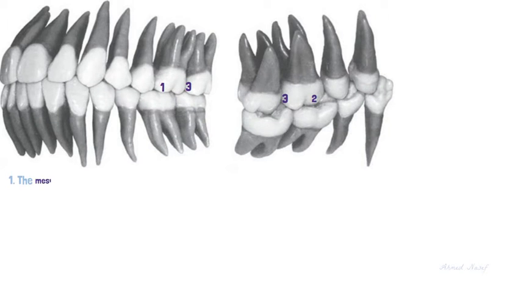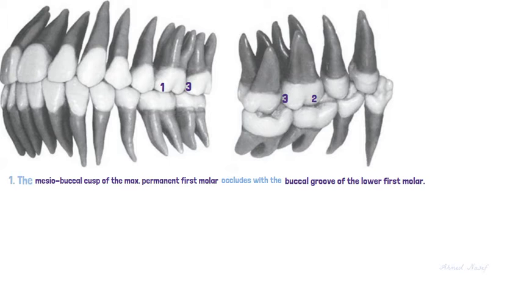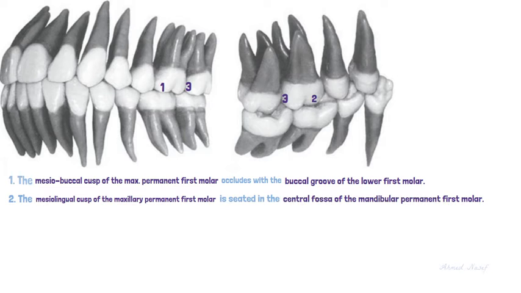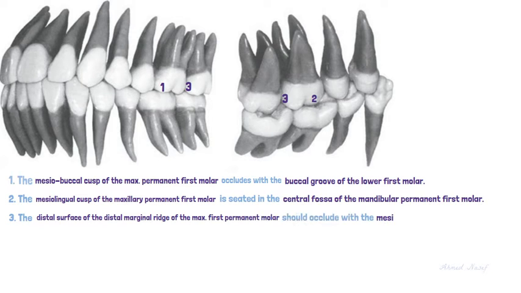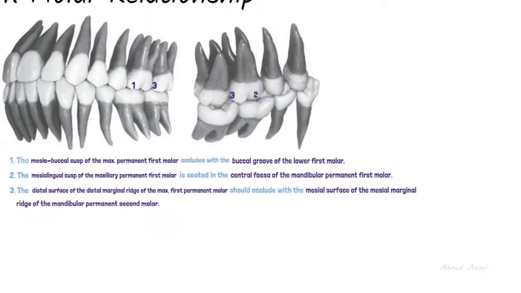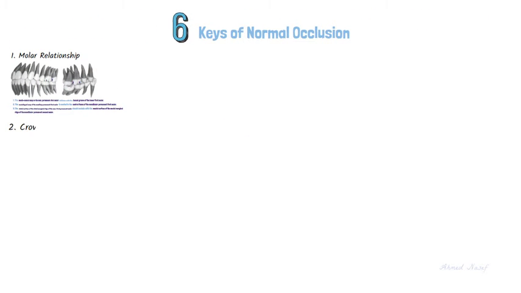The first one is related to the mesiobuccal cusp of the maxillary permanent first molar, and the second is related to the mesiolingual cusp of the maxillary permanent first molar. And the last point is related to the distal surface of the distal marginal ridge of the maxillary first permanent molar. The second key is the crown angulation.